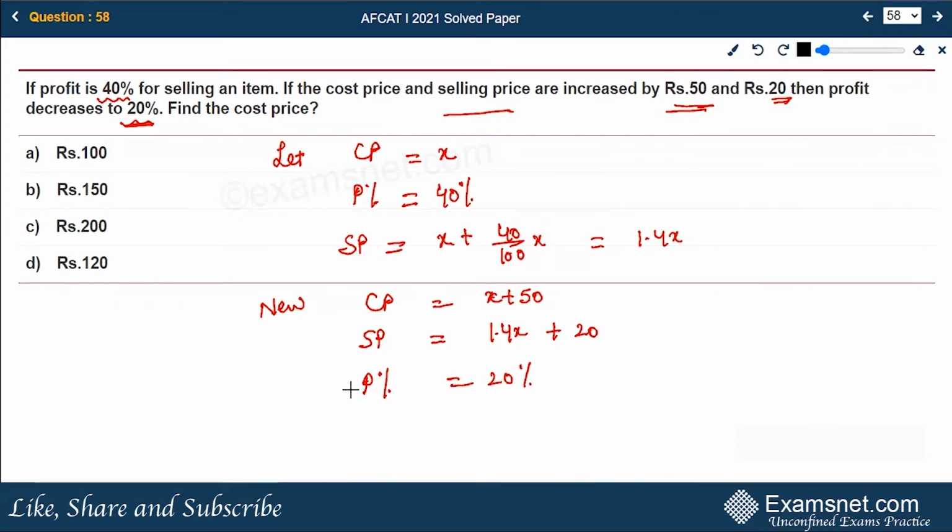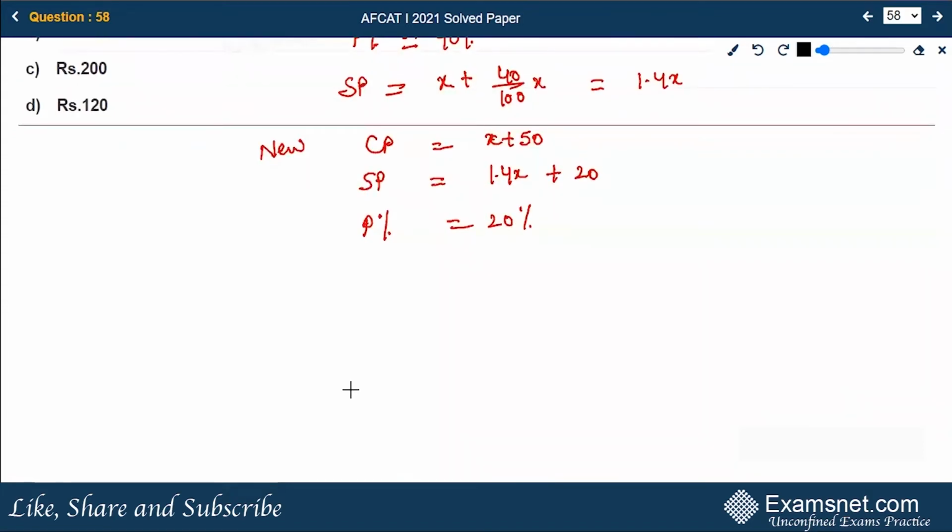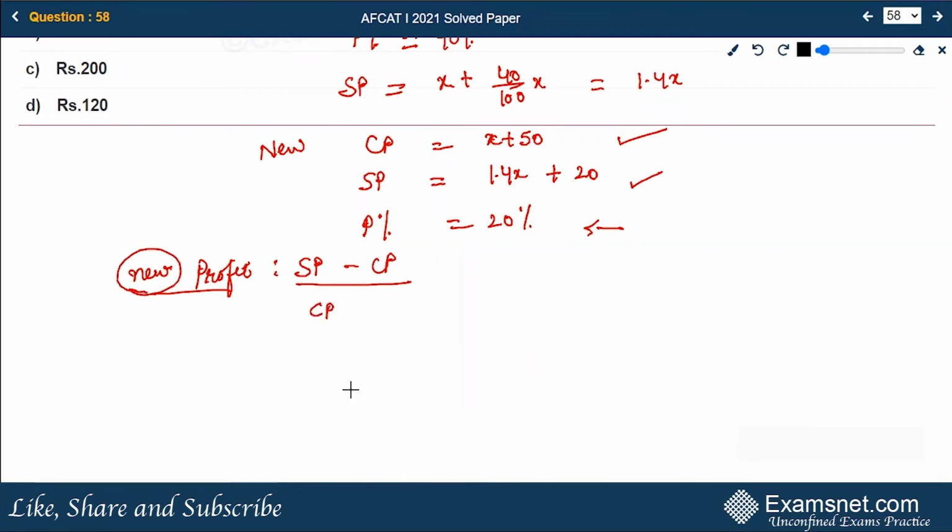So you have to find the cost price. See over here, this was your final selling price, and this is your final cost price, and the profit of 20% is availed at that. So according to now, the new profit is equal to new selling price minus new cost price divided by the new cost price. This is all for the new one only. This is equal to 20%.